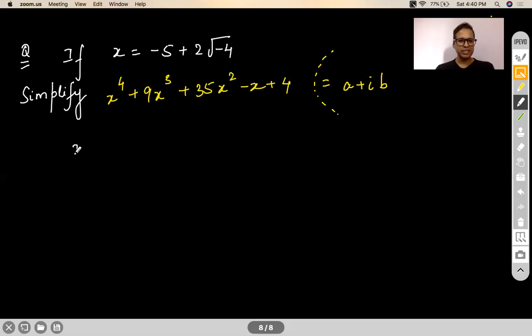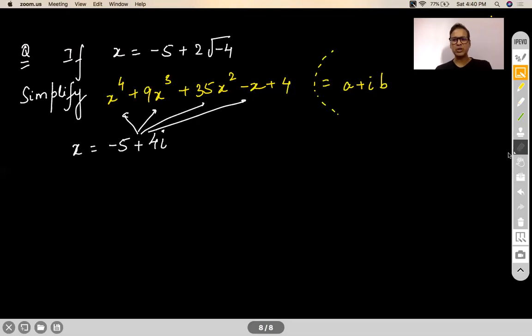Okay, how many of you are actually solving this question? By the way, this is 4i if I'm not mistaken. Yeah, root of negative 4 is 2i. 2 into 2, 4i. How many of you are actually literally putting the x value in all these places and trying to simplify? I'm sure most of you are doing that, isn't it?